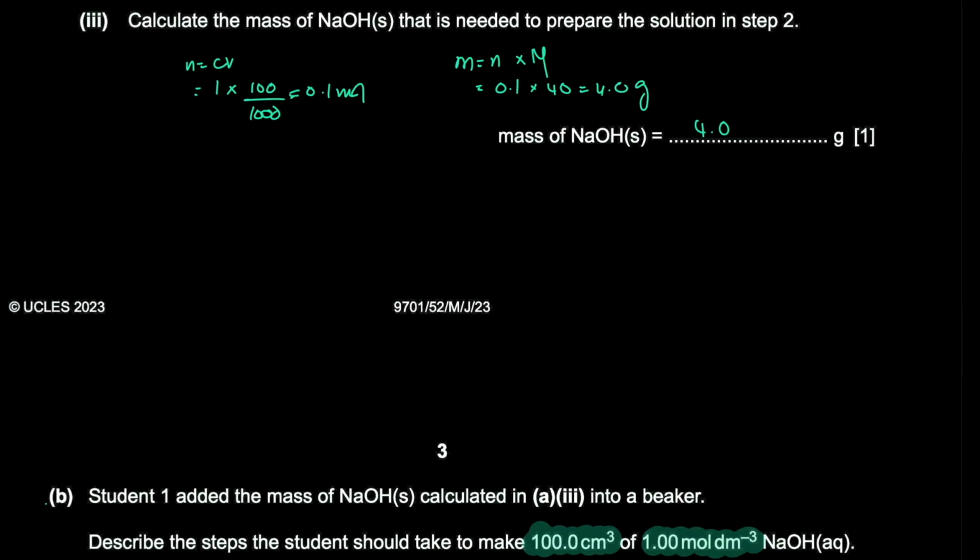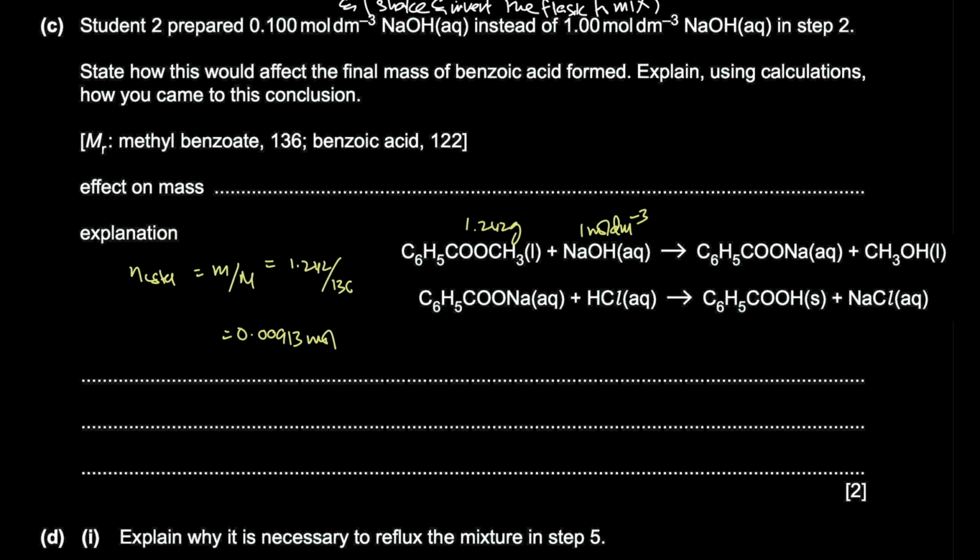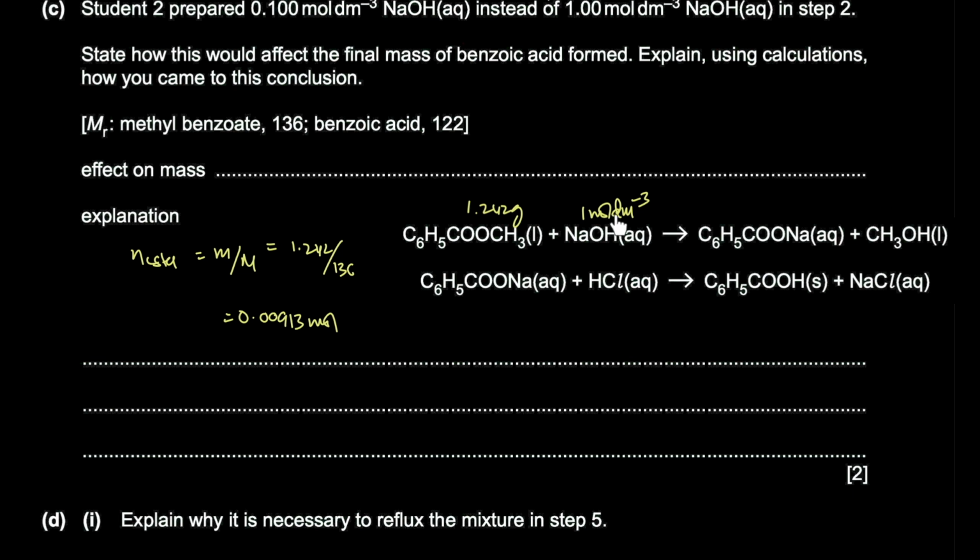So what student 1 did, student 1 used 10 cm cube of 1 mole per dm cube sodium hydroxide. So initially, the number of moles of sodium hydroxide in the first case, I'm going to write student 1, was concentration times volume. The concentration was 1 mole per dm cube and the volume was 10 cm cube. So the student was using 0.01 moles. That was student 1.